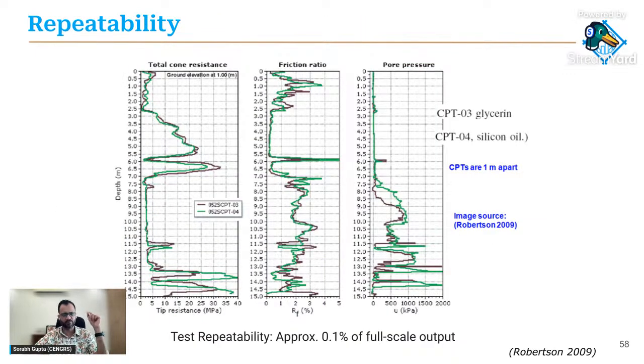I spoke about repeatability before, and we saw this graph by Professor Robertson in his book, where he did 2 CPTs together and put the results on top of each other, and he claimed that the test repeatability is 0.1% of full-scale output. We didn't believe it. When we got our CPT equipment a couple of years back, we did a lot of tests at the same location. We used to shift by a couple of feet and test again, and superimpose the data, and we were amazed to find that the repeatability of CPT is truly fantastic, and you get exactly the same results at the same location.